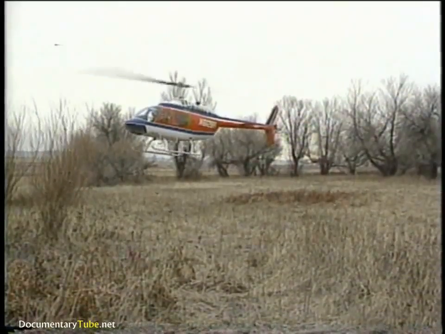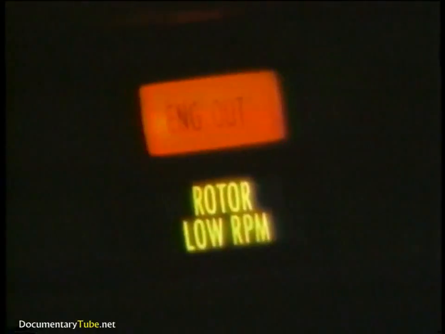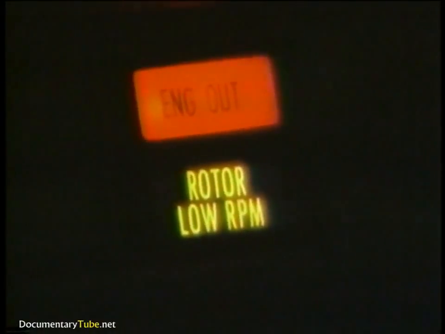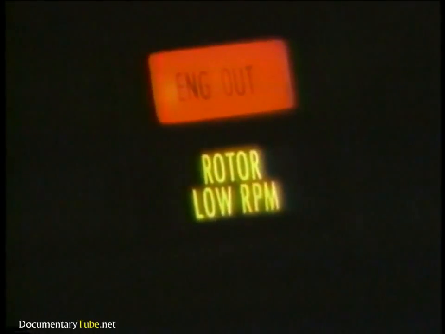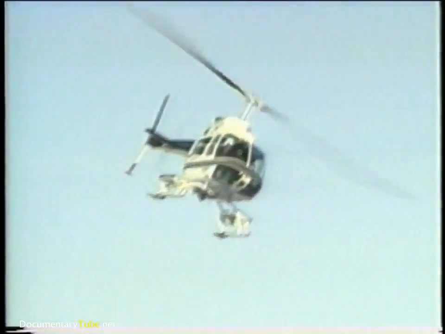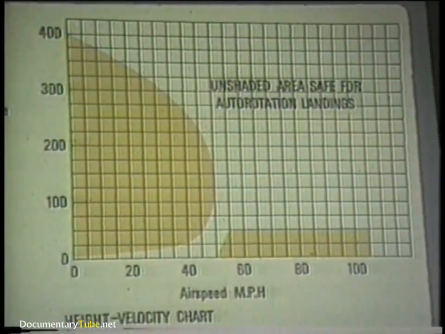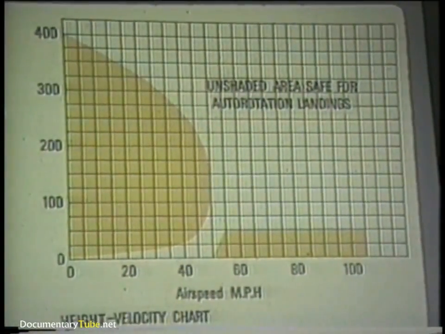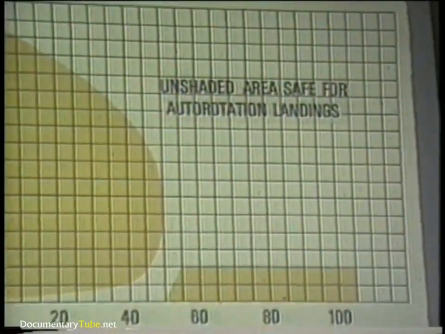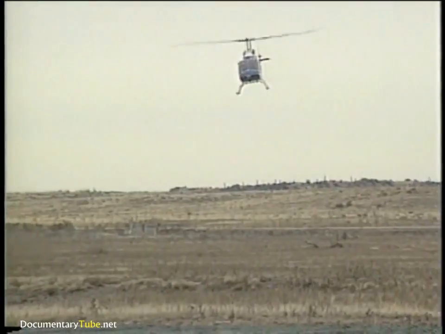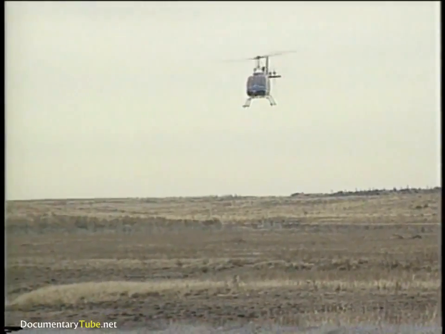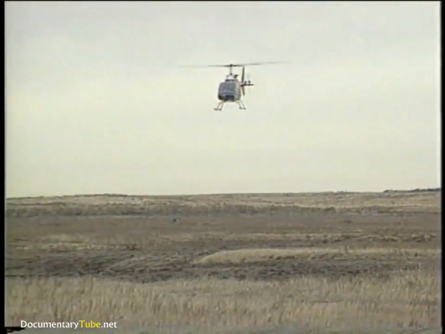What are the helicopter's capabilities in the event of an emergency? An engine failure, for instance? Engine failures in turbine helicopters are very rare. However, should one occur, a helicopter is capable of auto-rotation to a safe landing. A good thing to know if you're a passenger. During powered flight, air flows through the rotor system from the top and out the bottom.